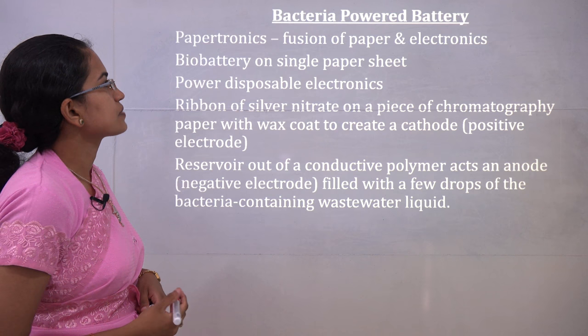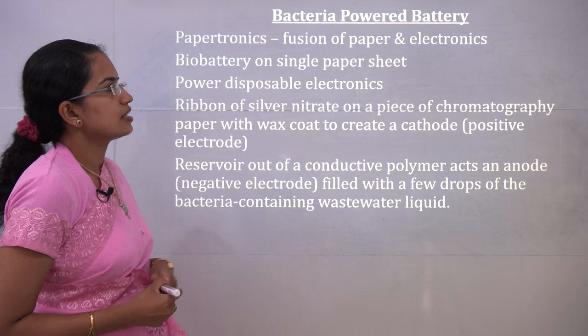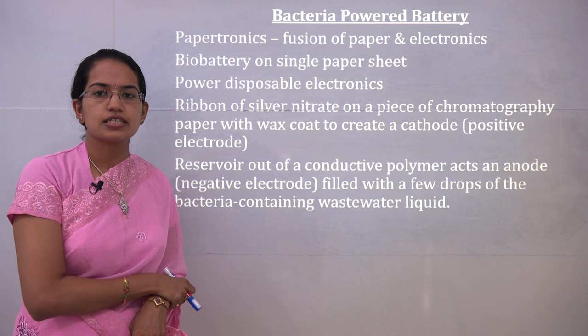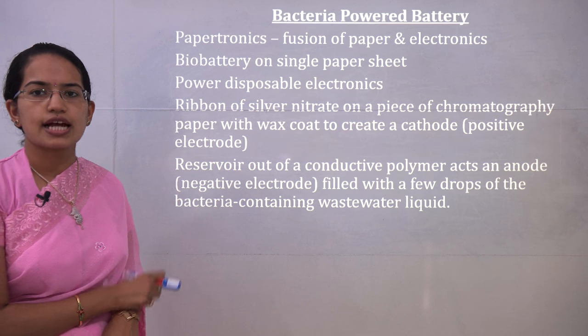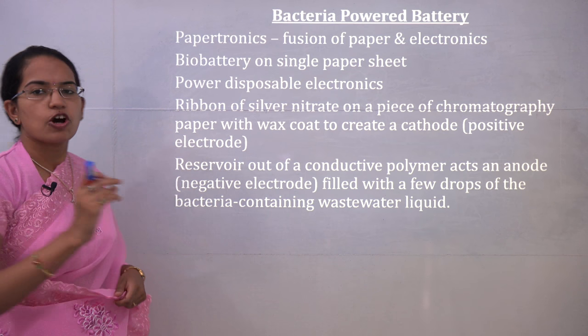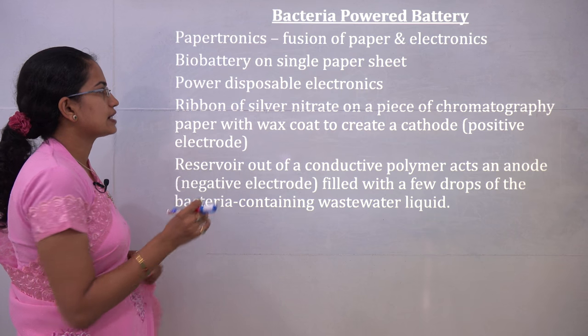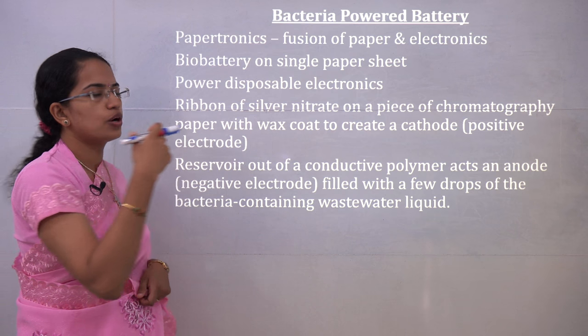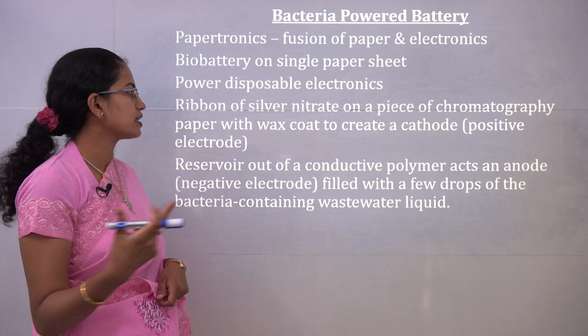The next is bacteria powered batteries. Now this is also known as bio batteries. These are mainly used in paper tonics, that is, the fusion of paper and electronics. Bio batteries run on a single paper sheet, and they are usually used for disposable electronics.